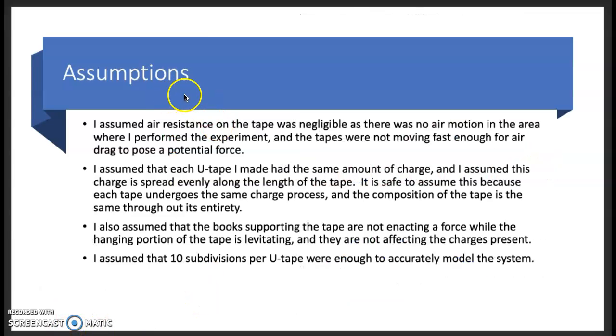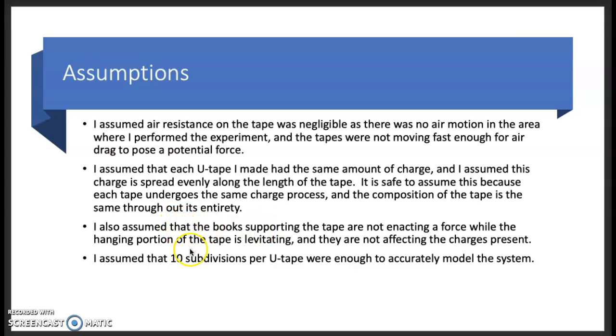Here are some assumptions that I made during the experiment. I assumed there was no air resistance on the tape because there was no air motion in the area where I performed the experiment, and the tapes were not moving fast for air drag to pose a potential force. I assumed that each U-tape I made had the exact same charge, and I assumed this charge is spread evenly through the length of the tape. It is safe to assume this because each tape undergoes the same charge process, and the composition of the tape is the same throughout its entirety.